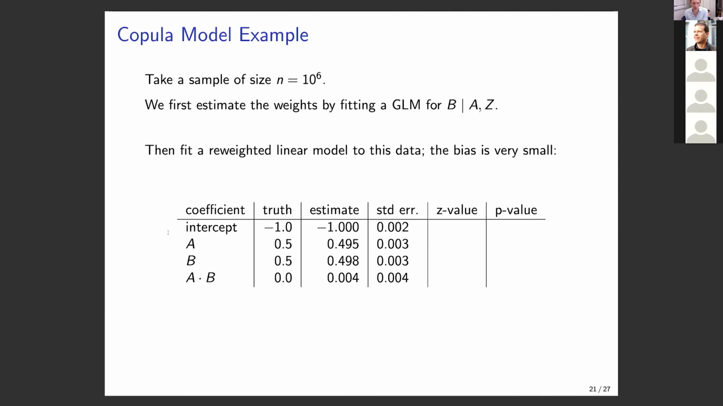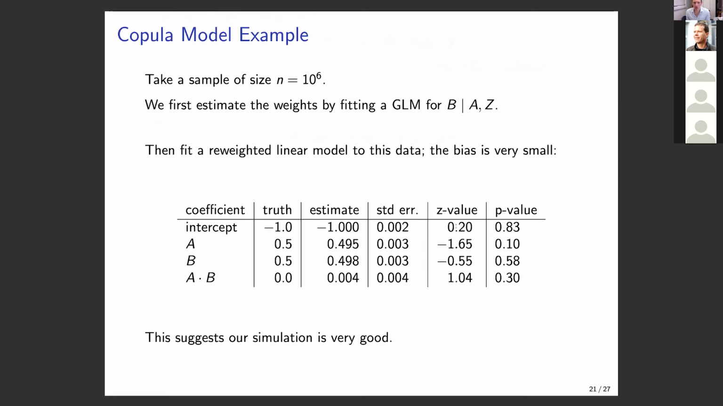So this is the model for Y given do A and B. And the true values, remember, were -1 for the intercept, a half for each of A and B, and 0 for the interaction. And you can see our estimates are very close to those values. And you can do a bit more. You can look at the Z value, which is the difference between these two divided by the standard error. You can then do a hypothesis test to see whether that's significantly different from the value that it's supposed to be. And you can see that you wouldn't reject any of those hypotheses. So this suggests that our simulation method works very well.